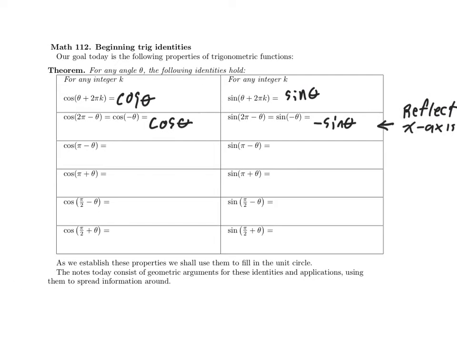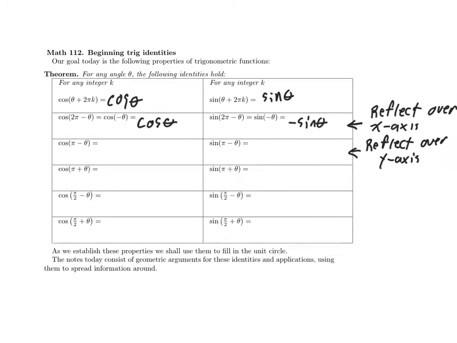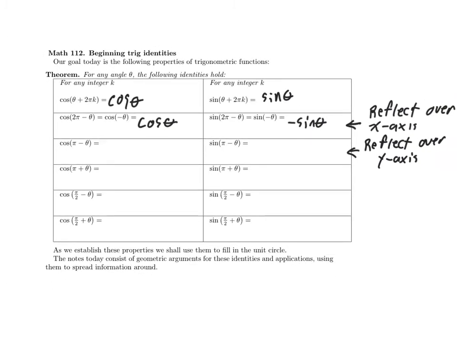The trig function, if you change an angle by pi minus theta, what does that do? Well, if you draw a picture, you'll see that corresponds to a reflection over the y-axis. So what does that mean? That means the cosine of pi minus theta is negative the cosine of theta. Sine of pi minus theta is just sine theta.